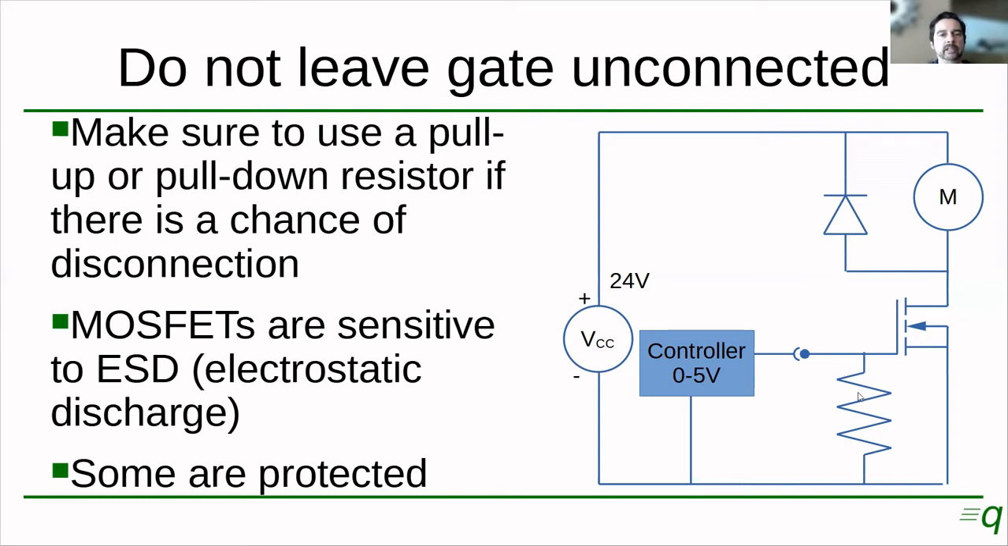All right. This is called a pull-down resistor because it will pull the voltage down, or the charge from this point down to ground. Okay. If this was connected to positive, it would be called a pull-up resistor.